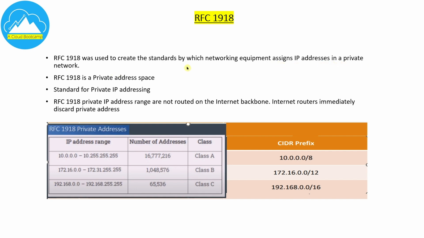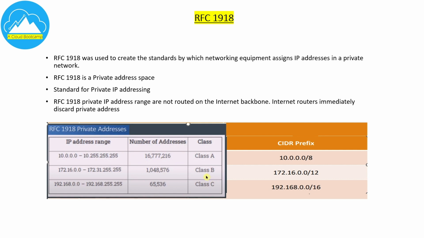So these RFC 1918 private IP addresses are not routed on the internet. If you try to route those ranges on the internet, internet routers immediately block or discard these private IP address ranges. And you might be wondering what these private IP address ranges are. If you see, this is the block of the IP address along with the CIDR prefix. This is the class A IP address range, which starts from 10.0.0.0 to 10.255.255.255. And this is how many IP addresses we have in this range.